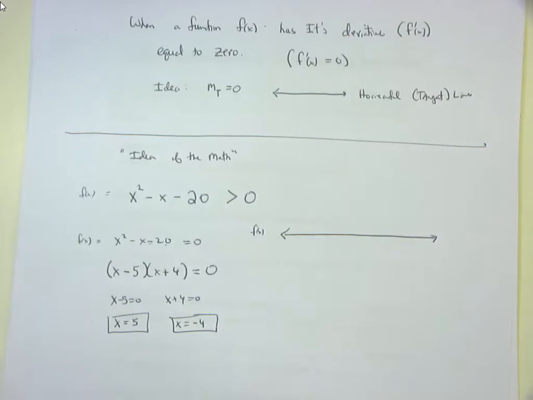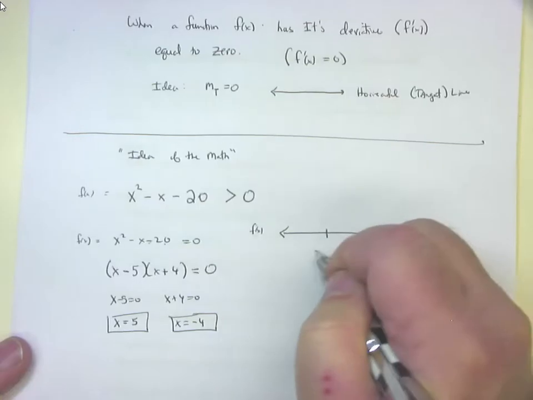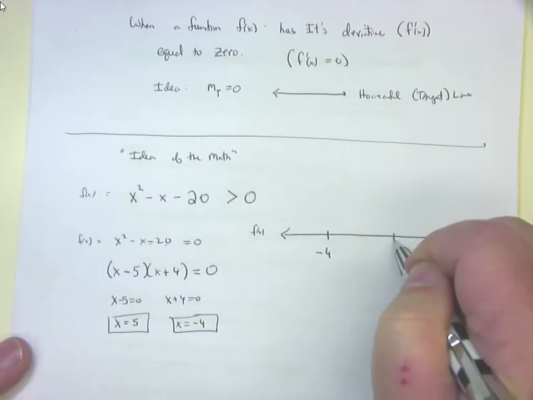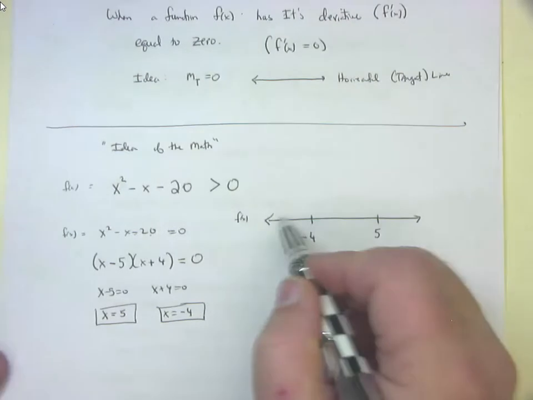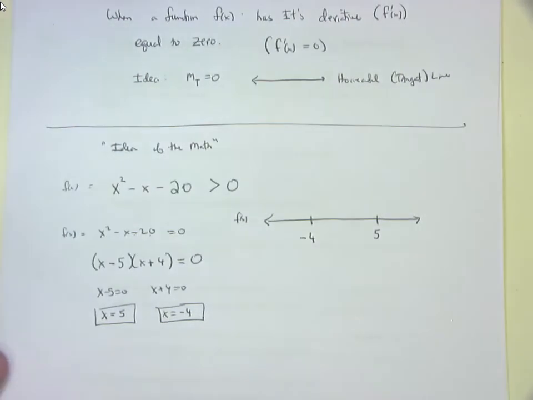And I'm going to put these 2 points on this number line in order, because this is a number line. Here's negative 4, and here's 5. These 2 zeros will subdivide your number line, in this case, into three parts. It'll be more or less depending on the number of zeros you get for this problem. So we got three different parts, and what we're going to do here is test values.